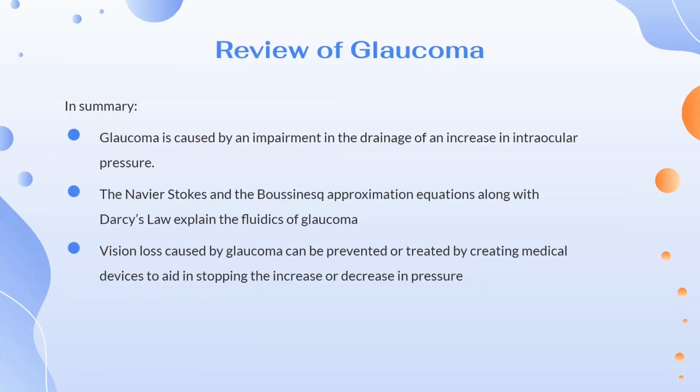In summary, glaucoma is caused by an impairment in the drainage of an increase in intraocular pressure. The Navier-Stokes and the Boussinesq approximation equations, along with Darcy's law, explain the fluidics of glaucoma. And the vision loss caused by glaucoma can be prevented or treated by creating medical devices to aid in stopping the increase or decrease in intraocular pressure.